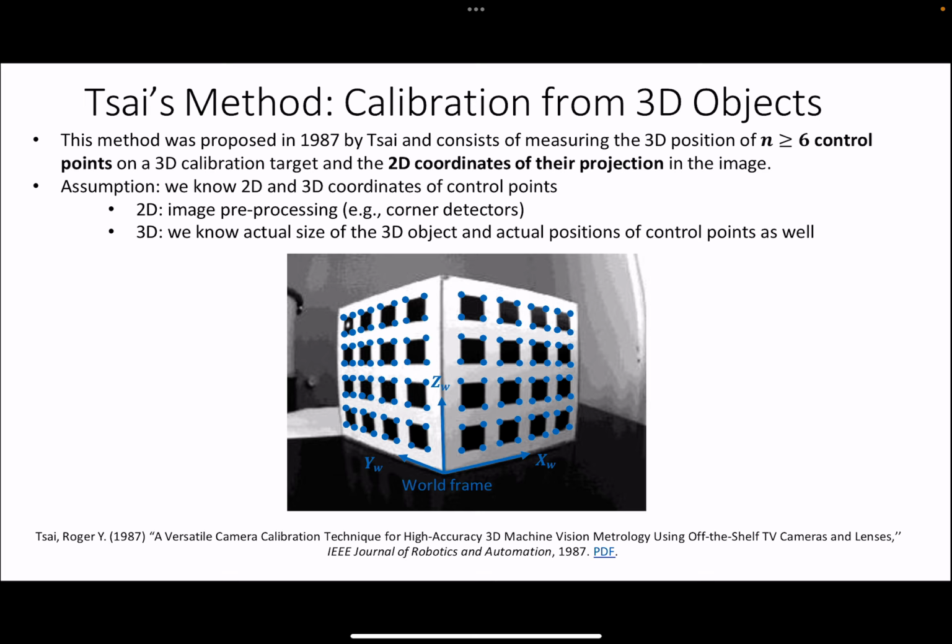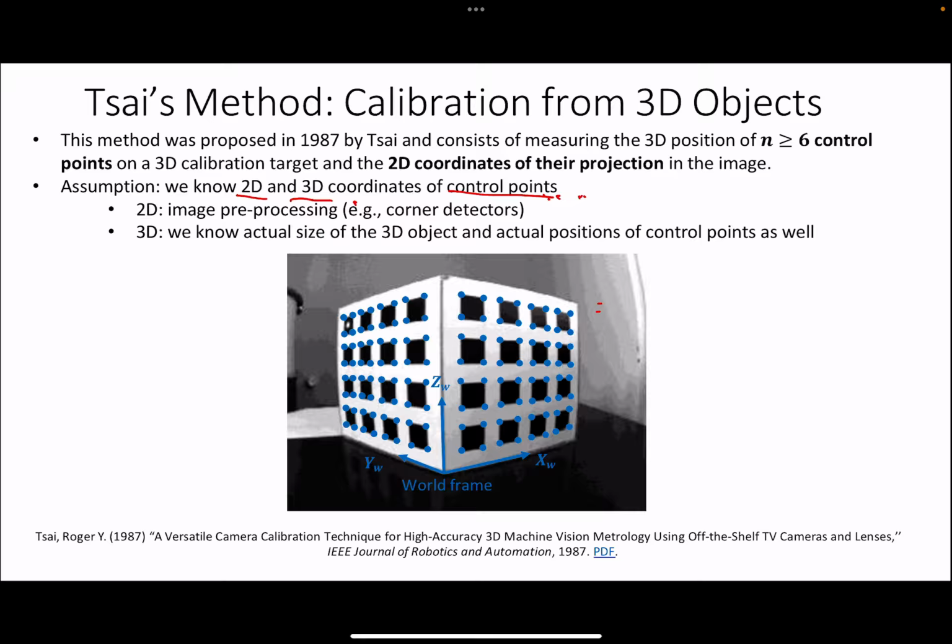So the assumption is that we know 2D and 3D coordinates of control points. So the first thing we need to do when we follow Zeiss method is to prepare this kind of 3D object. We can just 3D print or do other stuff to prepare it, and we need to know both 2D and 3D coordinates of control points. A control point is like some distinctive point, like a corner.